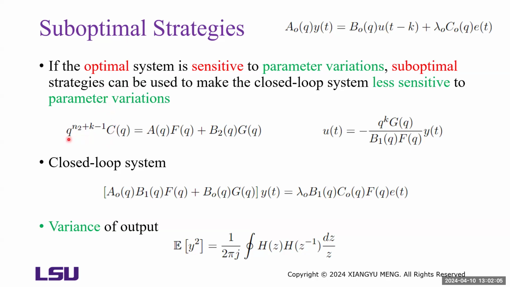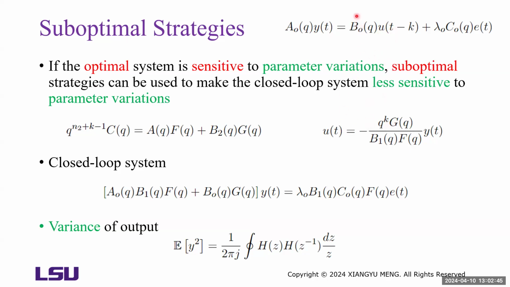So this is the identity for the suboptimal control design. The only difference is that we put the B1 here. So here we have Q N2 plus K minus 1. If we use the suboptimal strategy, the control law will be negative Q K G over B1 F. Again, if we substitute this control law into the dynamical system, we can find the closed loop system.